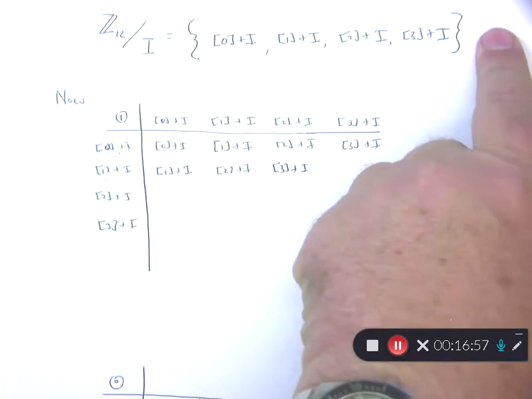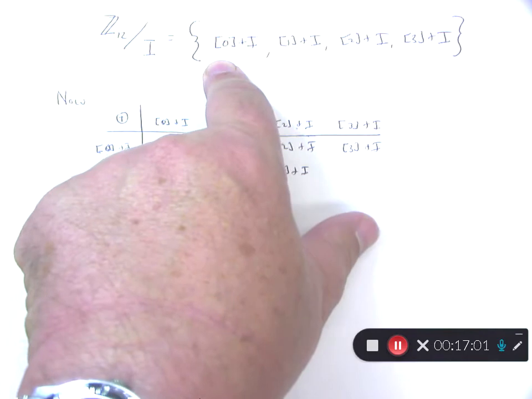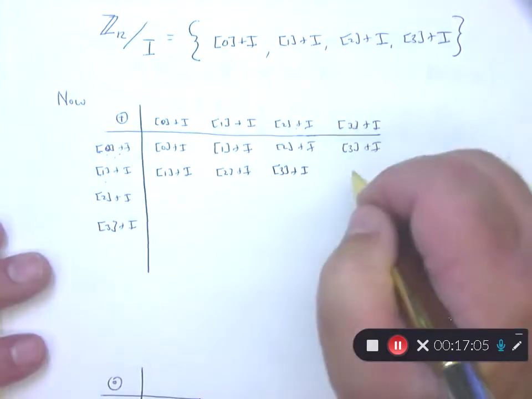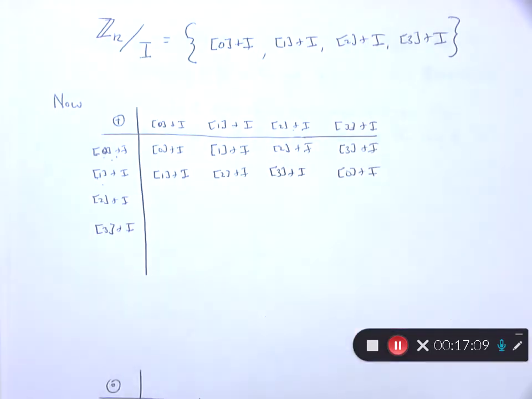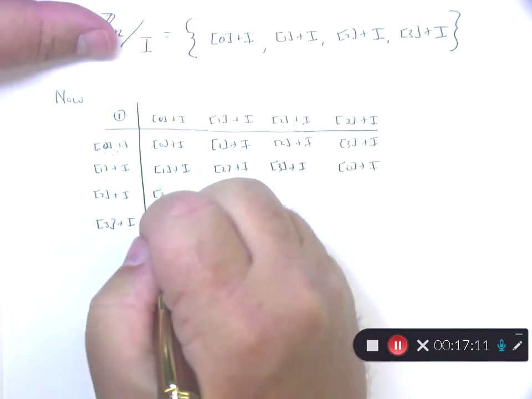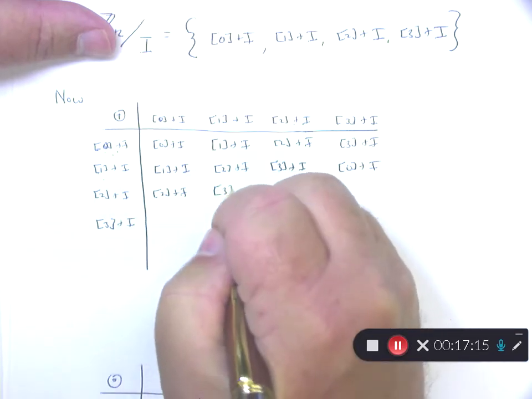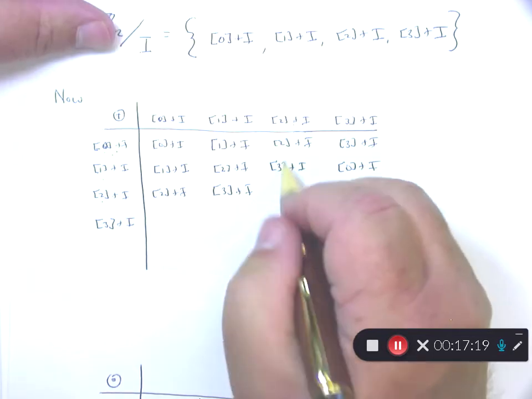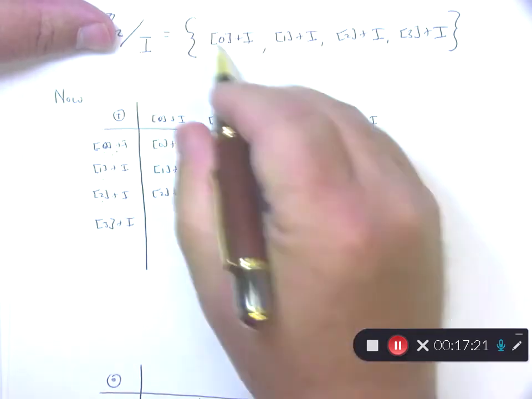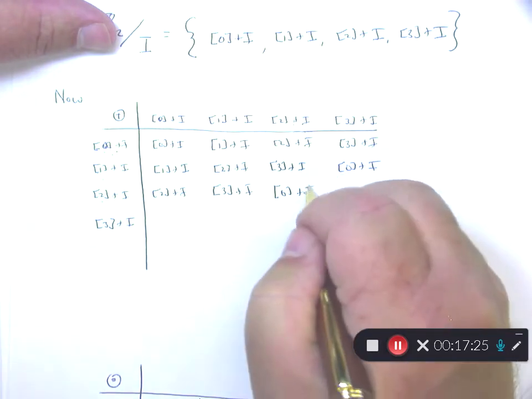But 4 plus I, 4 is actually the same thing as 0 plus I as you boomerang yourself back. So this would be 0 plus I. And 2 plus I plus 0 plus I is 2 plus I. 2 plus I plus 1 plus I would be 3 plus I. 2 plus I plus 2 plus I is 4 plus I, but 4 is equivalent to 0 in my set as we boomerang back. So that would be 0 plus I.